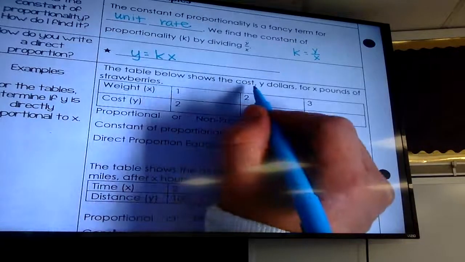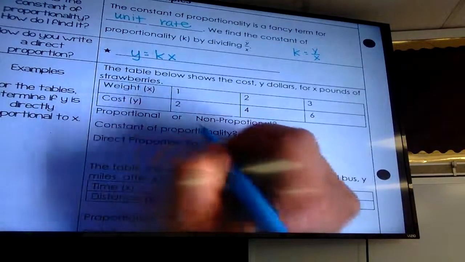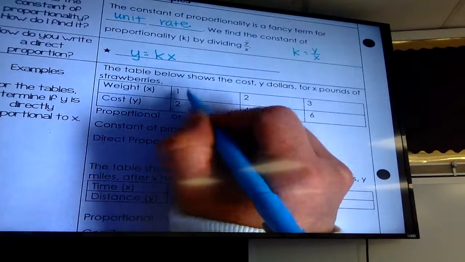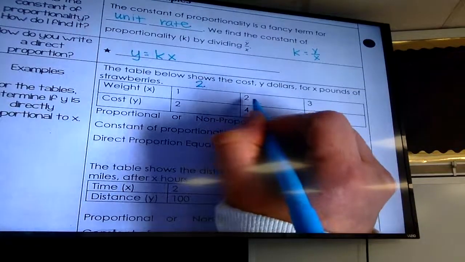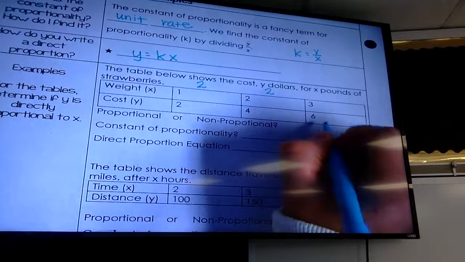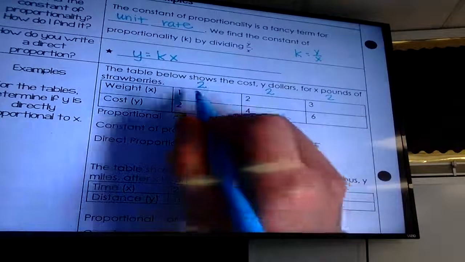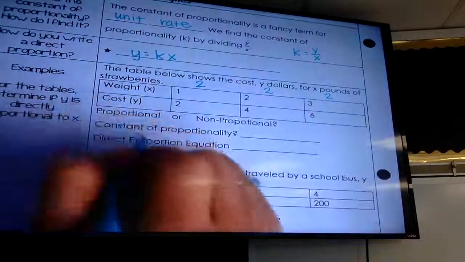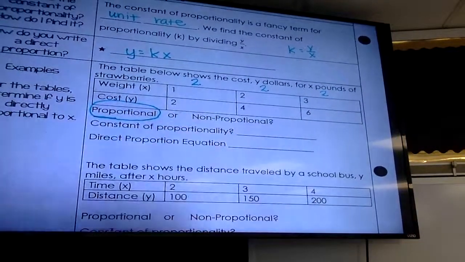The table below shows the cost, y dollars, for x pounds of strawberries. Okay, so here's my y, here's my x. I'm going to do 2 divided by 1. I get 2. 4 divided by 2. 2. Remember, go all the way across. 6 divided by 3. 2. All right, great. They're all 2s. So because they're all 2s, I know it's a proportional relationship.